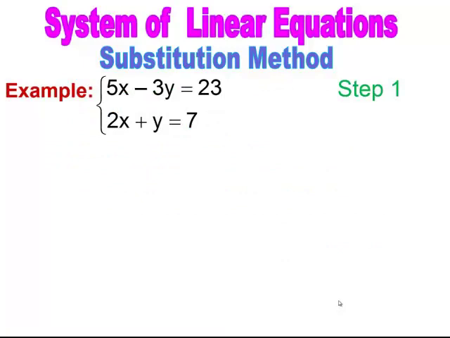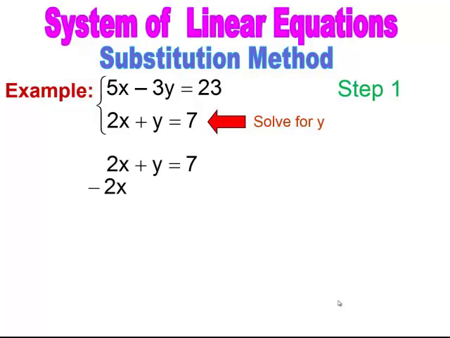So the first step is to take one of these equations and solve it in terms of one letter. You always want to look at the two equations and see which is the easiest to solve for one letter. When I'm looking at these two equations, 5x minus 3y equals 23 and 2x plus y equals 7, and I want to solve for one of the letters, well, the second equation is the easiest to get y by itself because it's one step. So I would take the second equation in this case and solve for y.